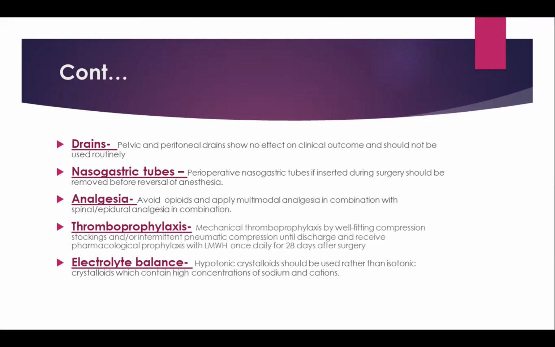Now come to the drains. Pelvic and peritoneal drains show no effect on clinical outcome and should not be used routinely. Otherwise, it is much needed. Nasogastric tubes, perioperative nasogastric tubes, inserted during surgery, could be removed before anesthesia reversal. Analgesia, as mentioned before, we should avoid opioids and apply multimodal analgesia in combination with spinal epidural analgesia.